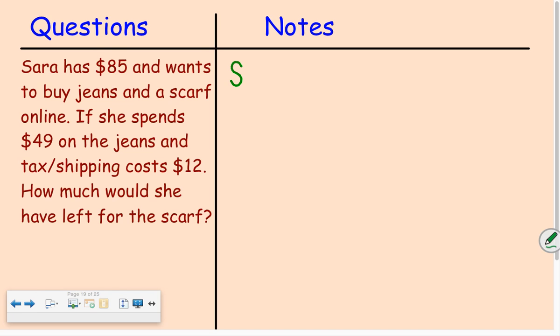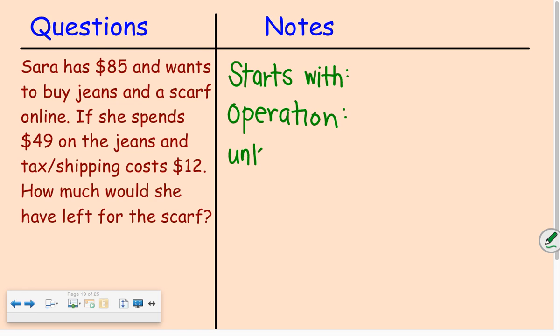So remember, SUI represents starts with, operation, unknown, inequality, and ends with.